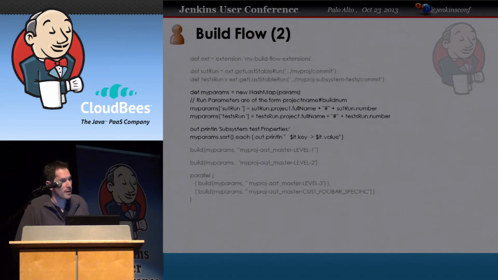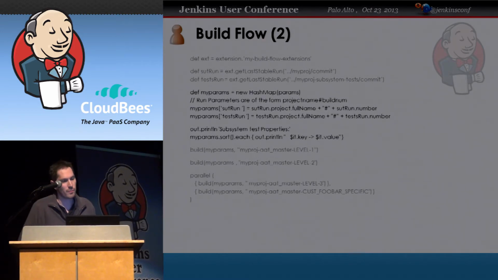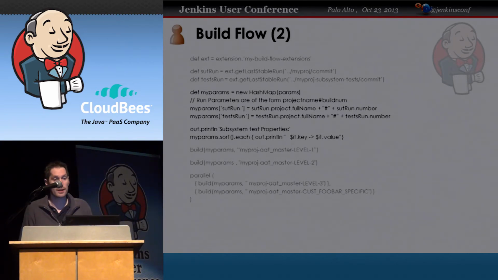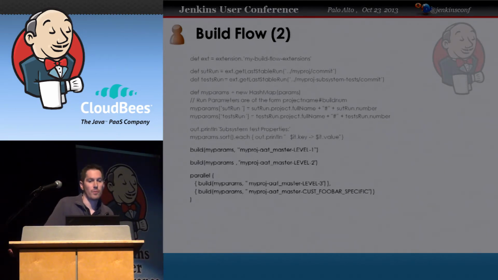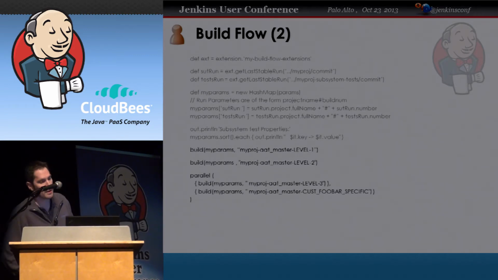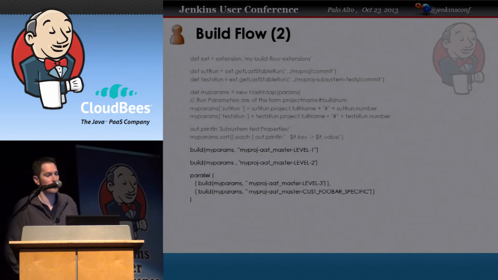The runs are parameterized, so we want to pass the run that we want to test into the acceptance test job. So we build up a set of parameters, and for a run, that is the project full name followed by a hash followed by the actual run number. And we print those out, and then this is the business end. So we're saying build my project AAT master level 1 with my params. If that works, then go and build the level 2s. If that works, then in parallel, go and build the level 3 jobs and the custom foobar specific job.